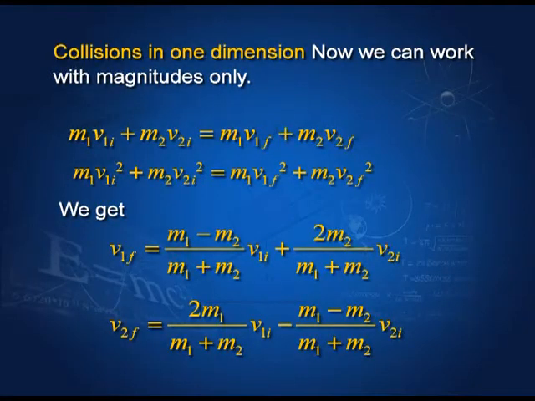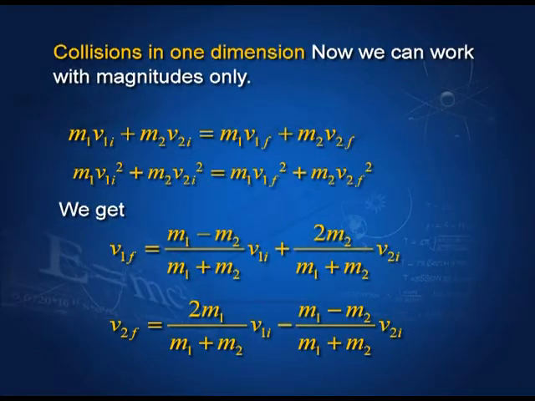Remember also that we are now doing collisions in one dimension, so that there is no need now to distinguish between velocity and speed. So, we are using magnitudes rather than vectors. So, these are the expressions for V1F, V2F.